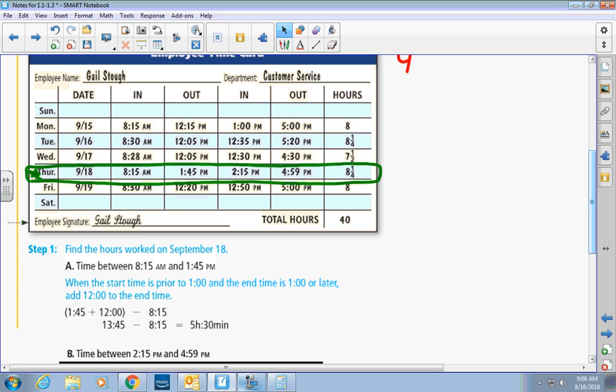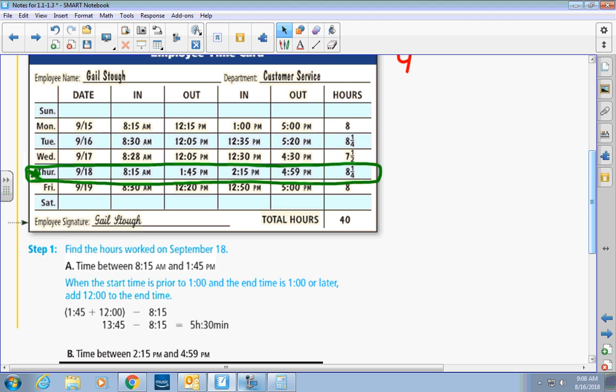So when the start time is prior to 1 o'clock, and the end time is 1 o'clock or later, add 12 o'clock to the end time. So here we got 1:45, plus 12 is 13:45, minus 8:15. So they got 13:45 minus 8:15 is 5 hours and 30 minutes.